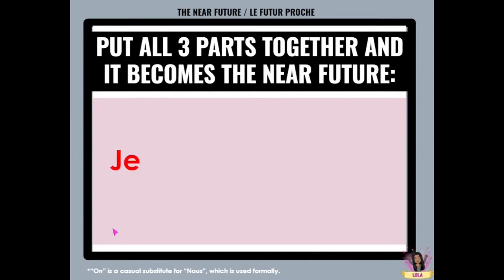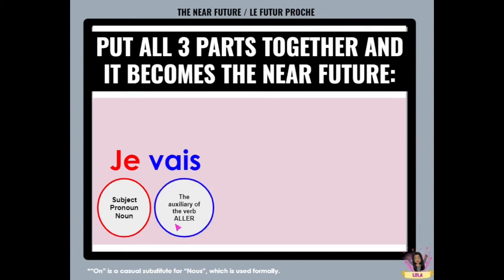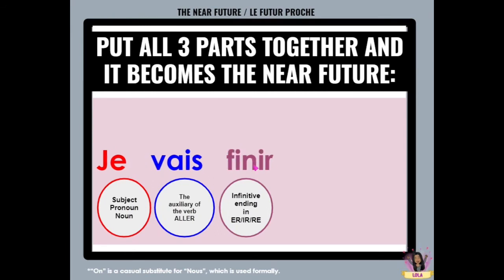So here we go, take a look. We have je, which would be part of the subject, pronoun, or noun. We need the second part, which is the auxiliary of the verb aller. So that is vais. And finally, I'm going to use something here, aller, which is an infinitive ending in ER, IR, or RE, obviously ER in this case. So this is the verb aller conjugated, and then you can actually use it after as well, because you want to say, I am going to go. So that's the to go part. I'm going to go.